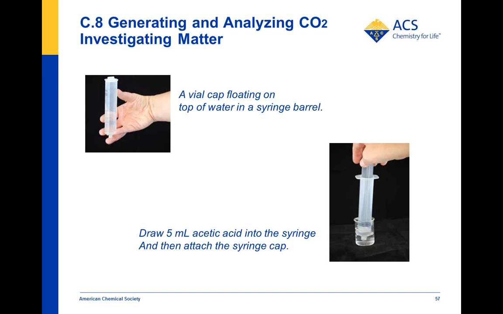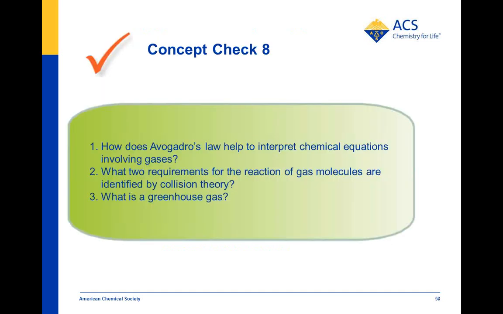Concept check follows this. Again, what have we learned? What did Avogadro's law help us to interpret in chemical equations and reactions? What two requirements for the reaction of gas molecules are identified by collision theory? So it's review: what did you learn, what do you know now, and then where are we going?